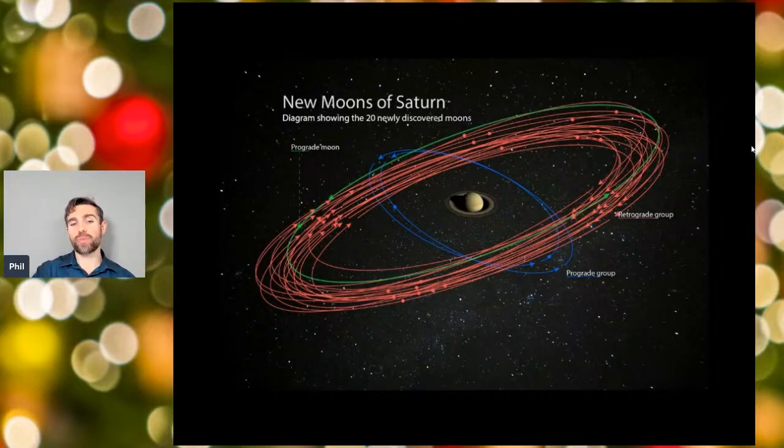So we have these groups, especially with Jupiter and Saturn, that have been captured. And these are actually fairly small. They're probably of asteroid sort of size, so they're not that big necessarily.